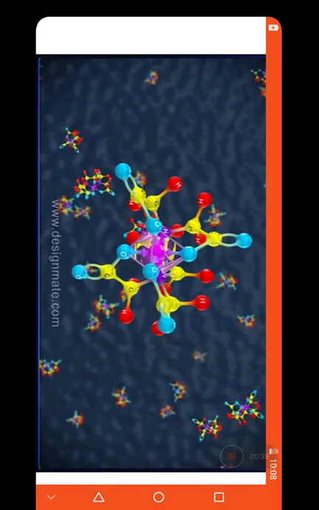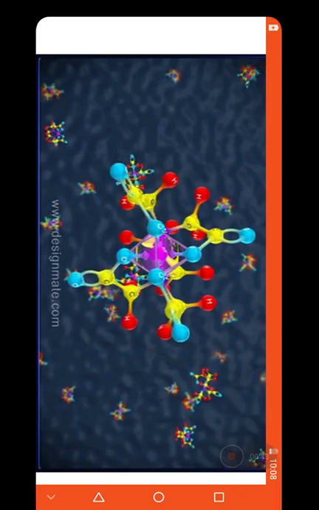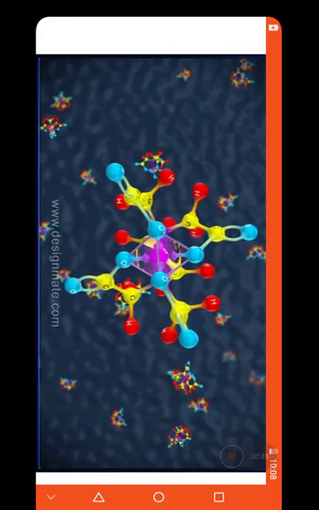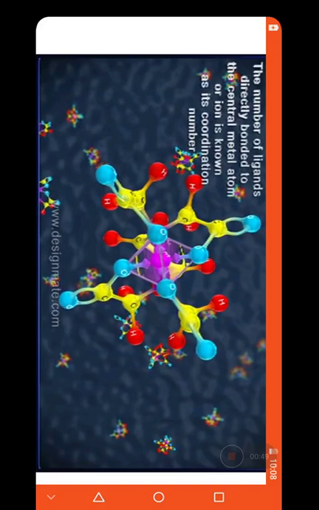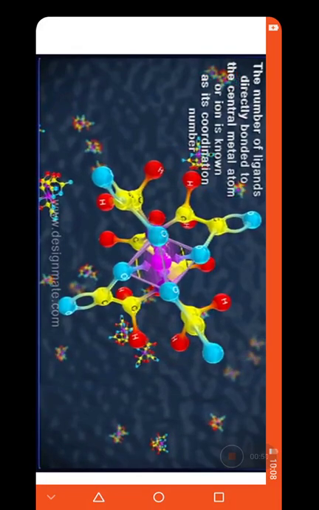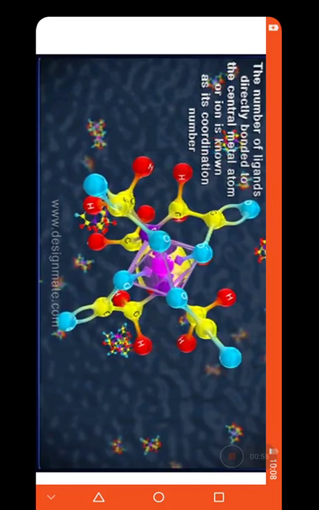These ions or neutral molecules, which are Lewis bases and can form coordinate covalent bonds with a metal atom or ion, are known as ligands. The number of ligands directly bonded to the central metal atom or ion is known as its coordination number.